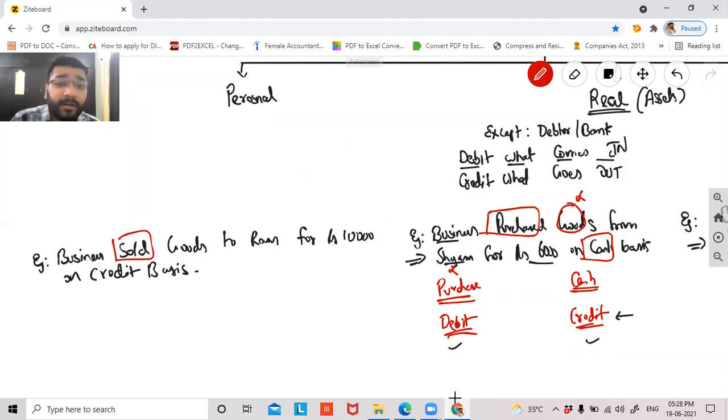Not credit. Ram. Yeah, Ram. What will you do with credit? Actually, we cannot do anything with credit. Credit is actually a rule. Credit basis is trying to tell that this transaction is of credit nature. It is not cash nature of transaction. So the two accounts that are affected are sales account and Ram account.